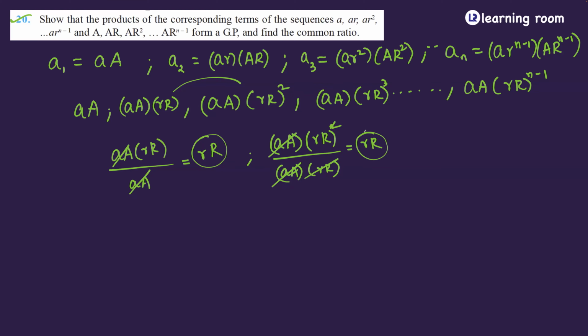Hence, you can conclude that they are in geometric progression. And the common ratio is how much? And the common ratio is small r into capital R. Is the point clear? Yes.